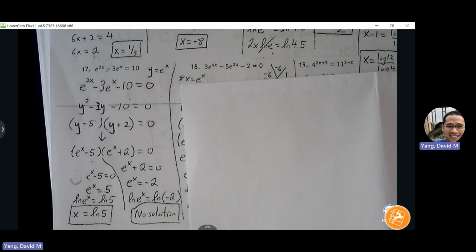We're stuck in a situation where we have to involve natural log to bring the x down. So take the natural log to both sides. x equals natural log of 5 on the left side. On the right side, natural log of negative 2 is undefined, right? Natural log or log, we can't have log of a negative number. So there's no solution on that side.